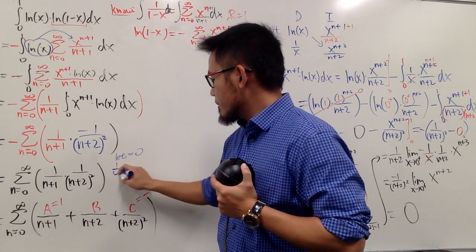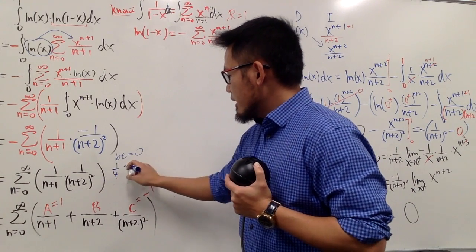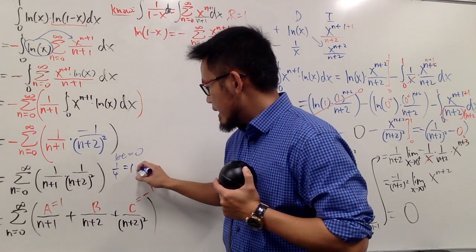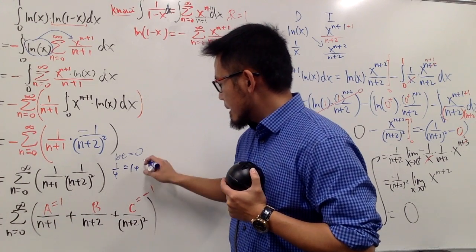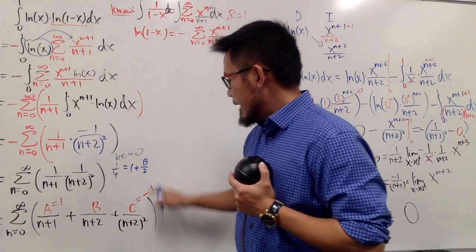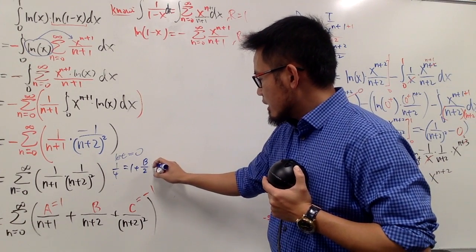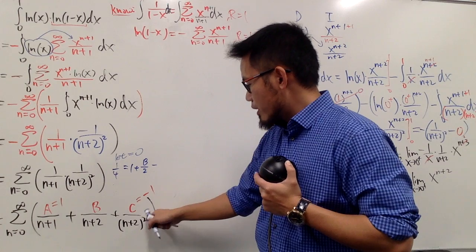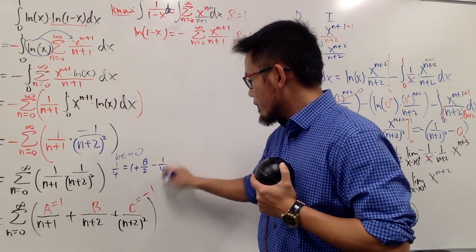So this is 1 over 4, because that's 1 over 2 and then squared. Equal to plugging 0 into here, you get 1. And then plus plugging 0 into here, you get b over 2. And then plugging 0 in here, you get negative, because c is negative already. And you know this is 2 squared on the bottom, so it's negative 1 over 4.